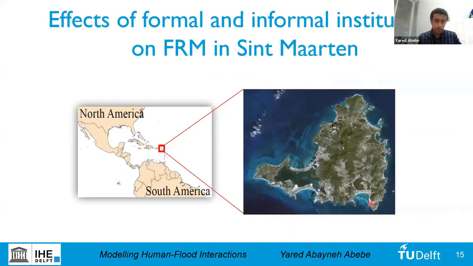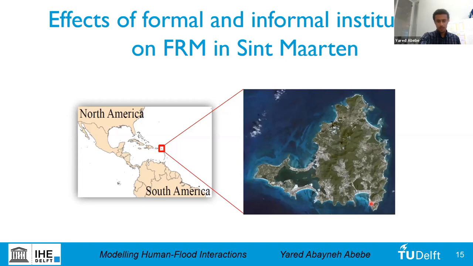I will briefly give you an example, a case study: the effects of formal and informal institutions on flood risk management in St. Martin. St. Martin is a Caribbean island located in the hurricane belt. Floods are the most frequent disasters in St. Martin, related to hurricanes but also sometimes isolated events. They have densely populated centers located near the coastline. It's a very small island.